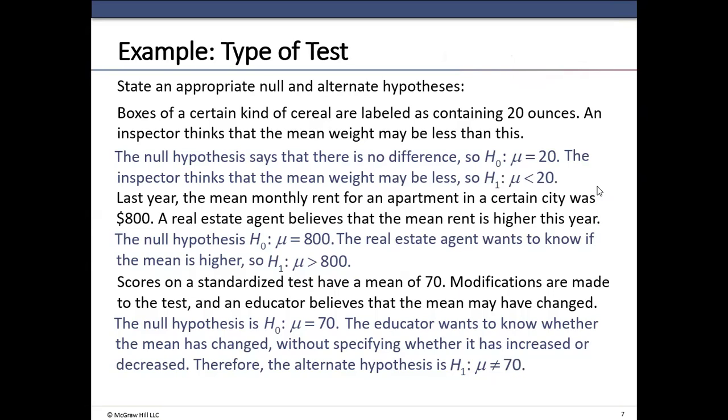Scores on a standardized test have a mean of 70. Modifications are made to the test, and an educator believes that the mean may have changed. Notice the educator does not know whether it has gone up or gone down. So the null hypothesis, the status quo, H sub 0 colon mu equal to 70. Since we do not know exactly the direction of the alternate hypothesis, we will state H sub 1 alternate colon mu not equal to 70, and it's a two-tailed test.